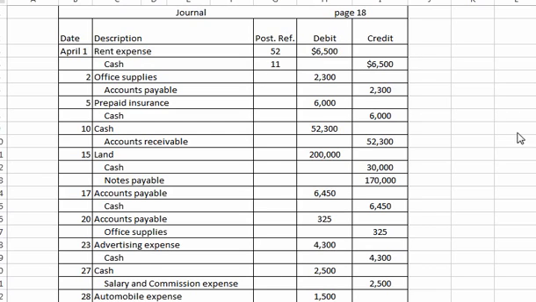Okay, we'll now start back with our posting, which is just transferring amounts from our journal to the separate spaces for each account in the ledger. We've already posted rent expense and cash. We'll next go to office supplies. It's a debit on the 2nd for $2,300 from journal page 18.